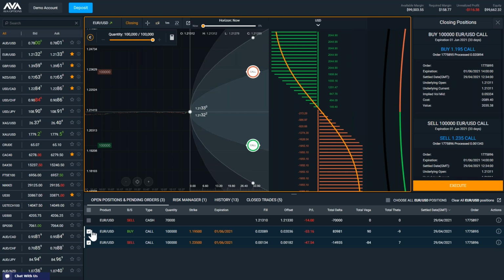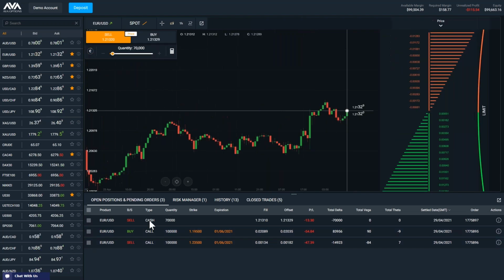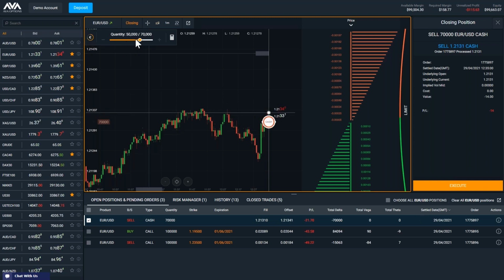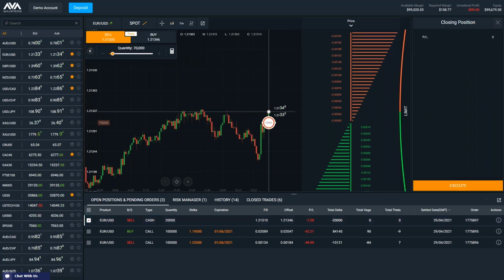And if I had done a smaller hedge, instead of 70,000, suppose we only had 20,000. Let's just reduce this. Let's close 50,000 of this spot trade. Okay, I'm going to do a partial close of 50,000. Execute. Now our position is going to drop from 70,000 to 20,000, as you see.